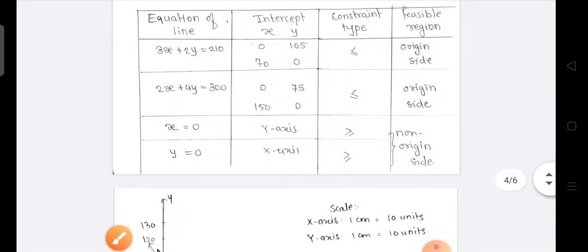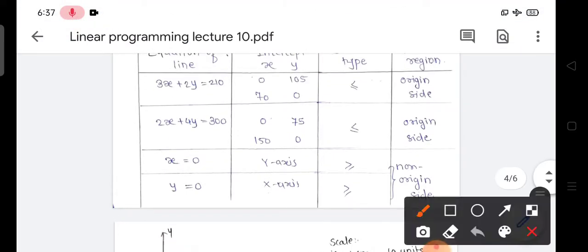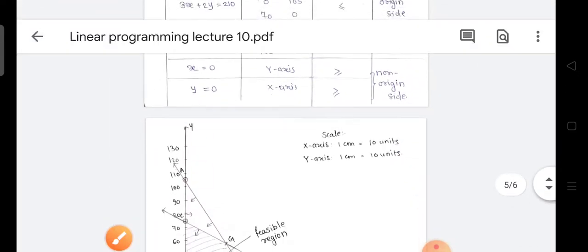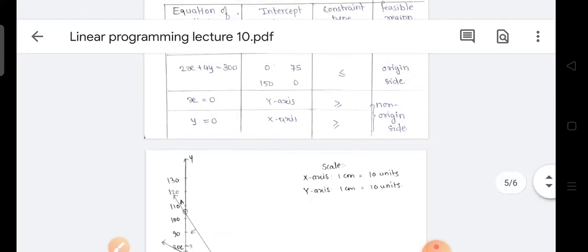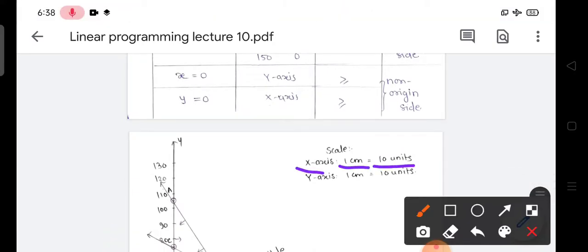For the first, what is the minimum? For the x-axis 70, for the y-axis 75. So which scale do we have to take here? 10 units. Okay, so that will reach till 150. So we are taking the scale here as x-axis 1 centimeter equals 10 units, y-axis 1 centimeter equals 10 units.